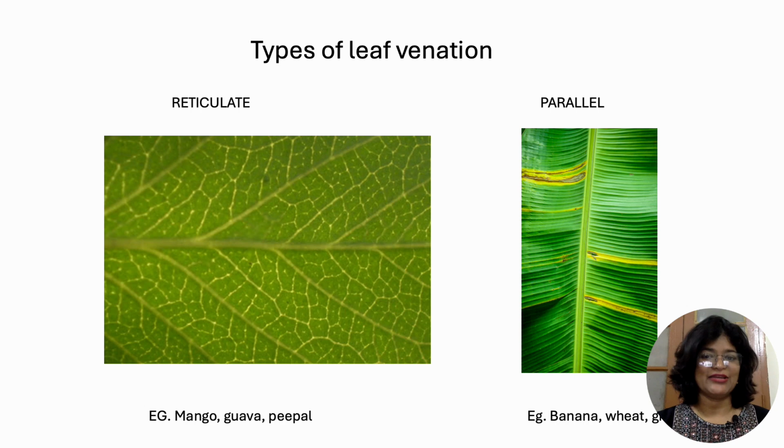Types of leaf venation. What is venation? It is the distribution of the veins and veinlets on the surface of the lamina. It is reticulate or parallel. Reticulate means a network, so it's distributed in the form of a net-like pattern. But parallel is just parallel to the midrib. Parallel to each other and arranged perpendicular to the midrib or parallel right from the start. Example, banana, wheat and grass. Reticulate venation is seen in mango, guava and peepal.